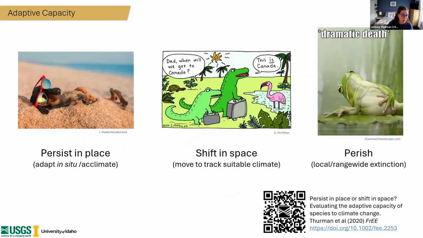And then a few years back, we decided to put together an assessment framework for evaluating species adaptive capacity. And we presented this framework through this lens of species' ability to either persist in place or shift in space. So species can either adapt in situ or acclimate where they currently exist, or if they have the capacity, they can move to track suitable climate through range shifting. And in some cases, unfortunately, we do see local extinction events.